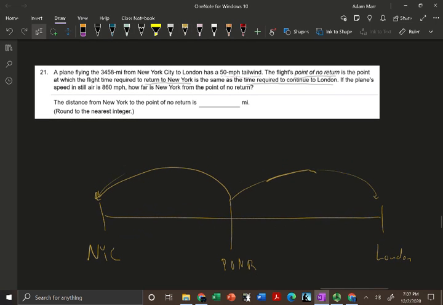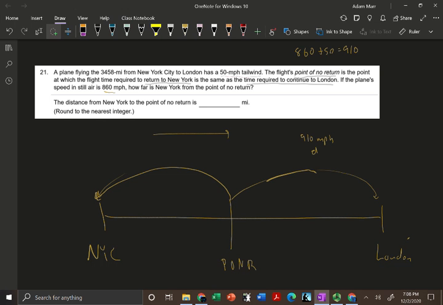Well, we said our still air speed is 860, right? Now, going from New York City to London, so going this direction, from left to right, that's going to be 860 plus 50, which is 910. So if I'm going from the point of no return to London, I'm going at 910 miles per hour. I don't know what distance that is actually going to be. We're going to have to figure that out. So I'm going to call that D.